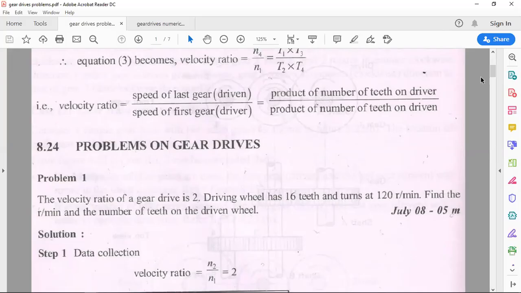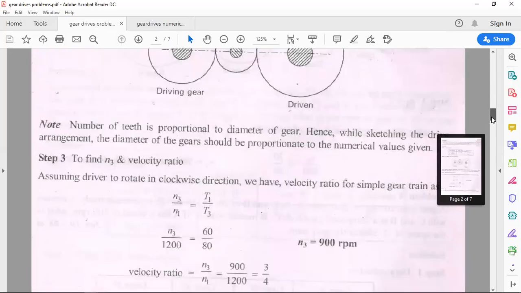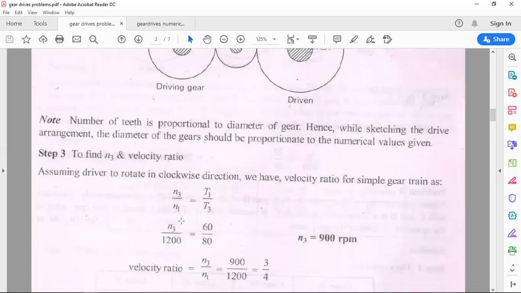If you take that equation, N3 by N1 is equal to T1 by T3. From this equation I can get the N3 value. N3 by 1200 is equal to T1 by T3, where T1 is the driver and T3 is the driven. So 60 by 80. From this equation, I get 900 RPM.